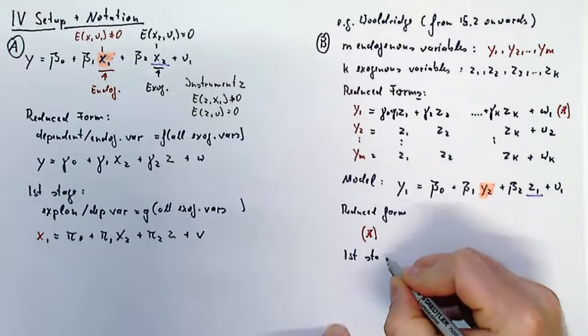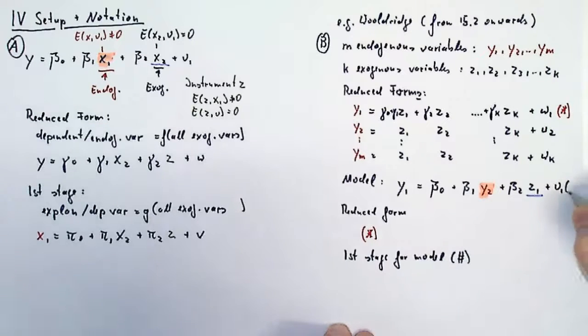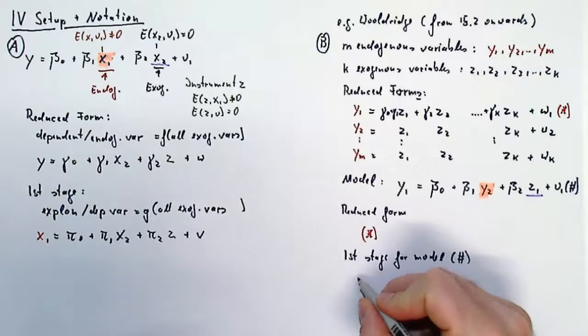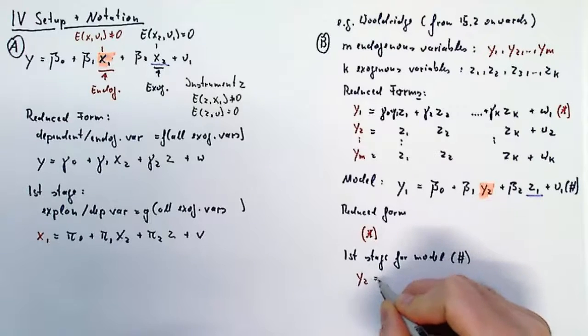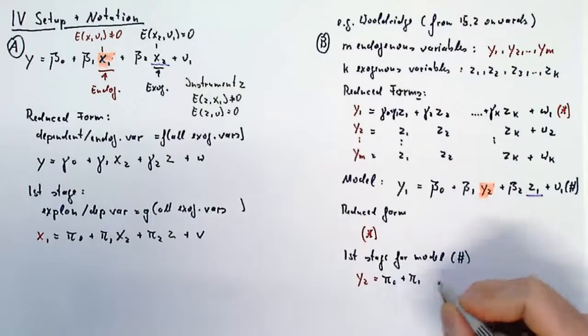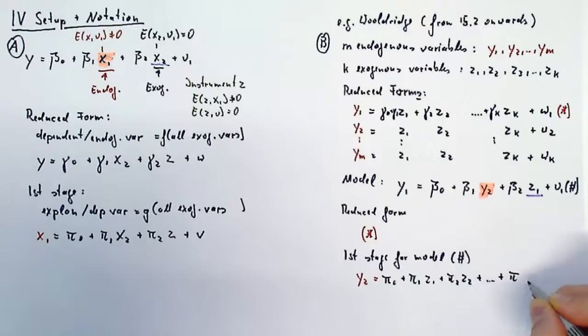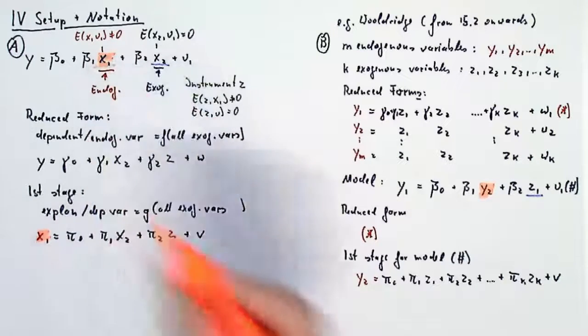Now, in the context of setup B, the first stage regression for model, let's call that model hash, is that we have on the left hand side our explanatory but endogenous variable y2, and that is a function of all exogenous variables, and that's all the z's. Okay, so we call that the first stage for model hash. But if you look at it, that actually looks exactly like the reduced form for y2, one of the reduced forms we wrote up for the entire setup. I'll get back to that point.